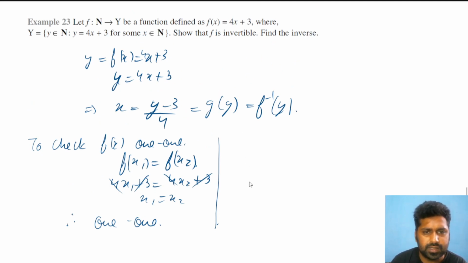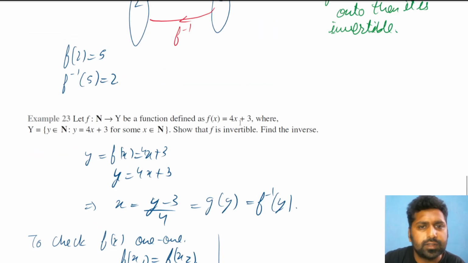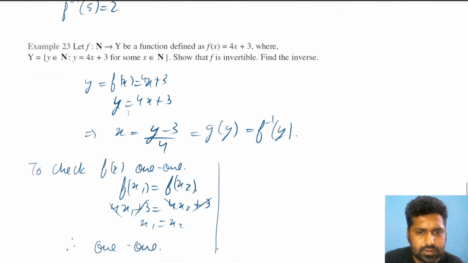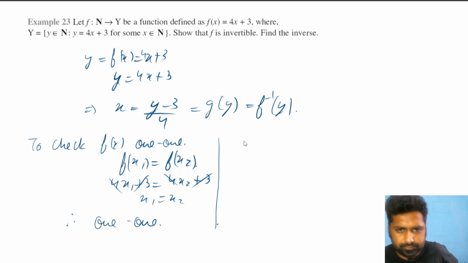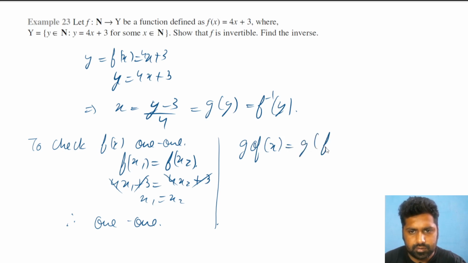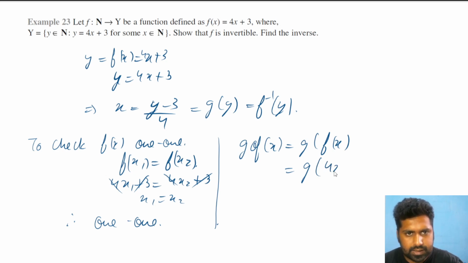And in order to check the onto part, it was checked by calculating fog and gof effectively. Now we replace the value of x in f of x. So to get this we have to go for the definition, we have to calculate gof of x. So g of f of x, now we have to calculate. What's f of x? That's 4x plus 3. We put this inside g. This is our g function.